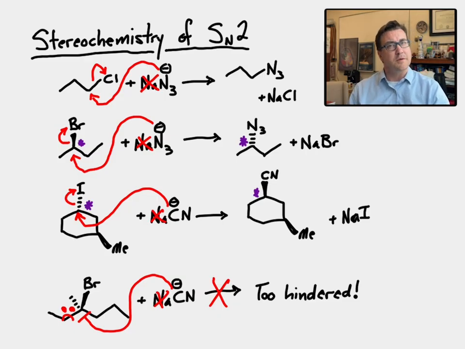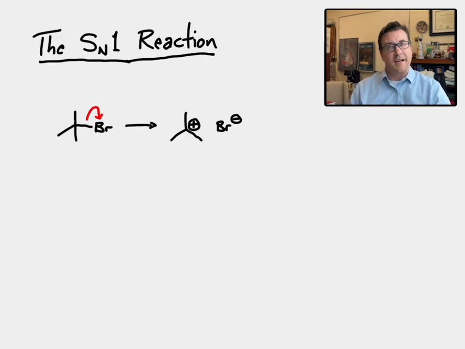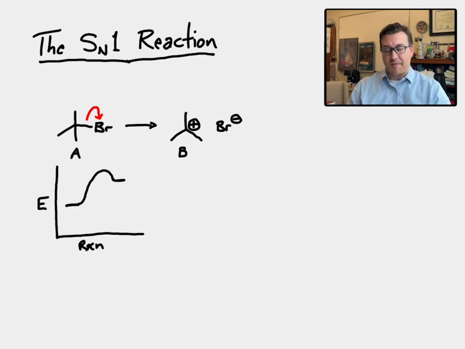So don't do an SN2 reaction on a tertiary alkyl halide. Let's now turn our attention to the SN1 reaction. The SN1 reaction, unlike the SN2 reaction, first involves the breaking of an alkyl halide bond to form a high energy carbocation and a halide. From an energy perspective, you can see you're going from A to B and you're going way uphill to this high energy intermediate.